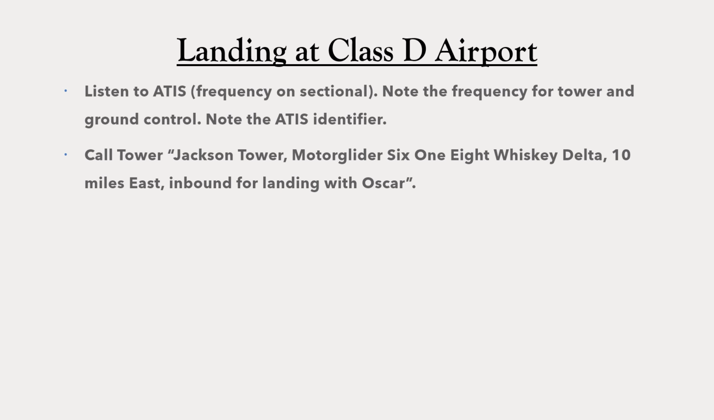So breaking that down, you start with who you're talking to, Jackson Tower. Next thing is who you are. So that's the call sign for my motor glider. Where you are, 10 miles east. Inbound for landing. So you're telling them what you want to do. And then this, with Oscar. Oscar is what happens to be the identifier from the ATIS. So you tell them that you've got that information. That helps them. They don't have to repeat it to you.